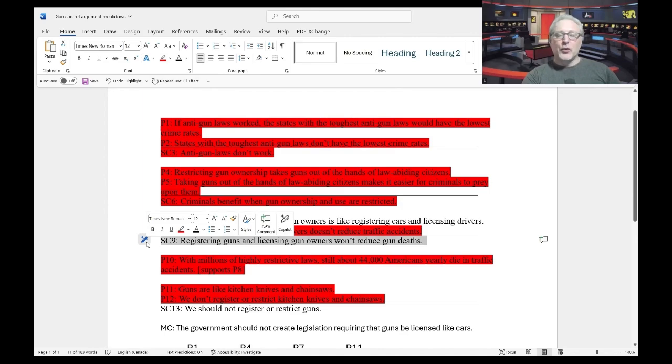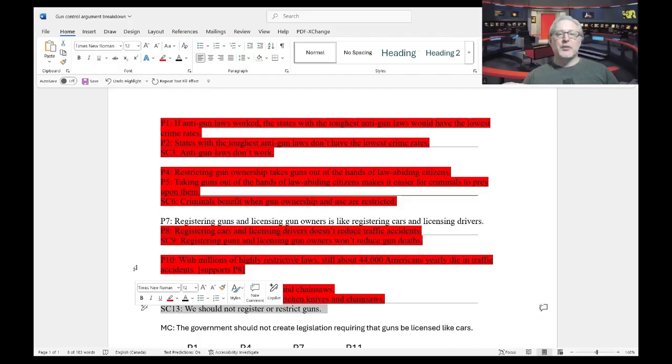Registering guns and licensing gun owners won't reduce gun deaths. Well, okay, so this again is not something that we would accept at somebody's word. It's not obviously true. It's not even likely to be true. It's quite counterintuitive, right? Why would we be having a debate about controlling or restricting who has a gun unless we thought that it would reduce gun deaths? So no, that one also does not stand up by itself.